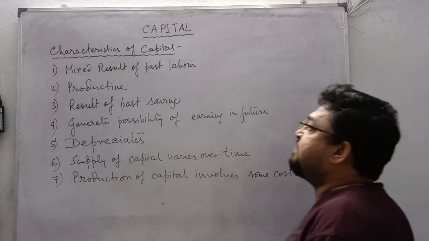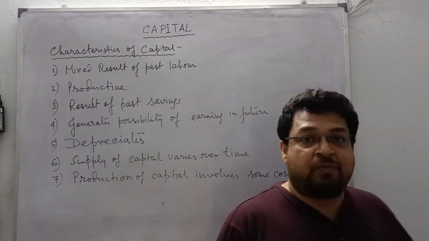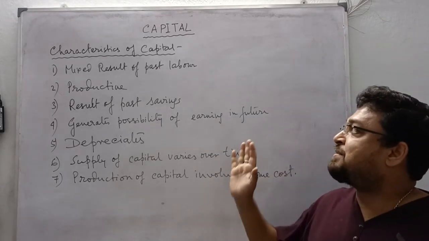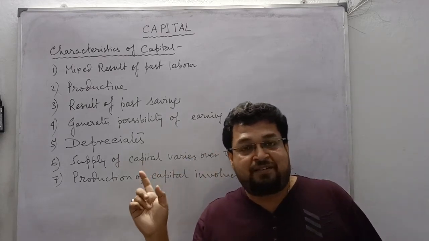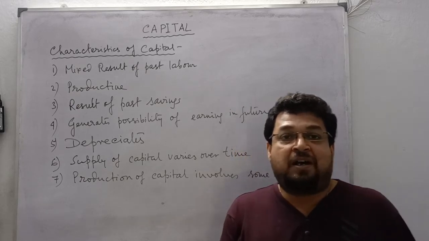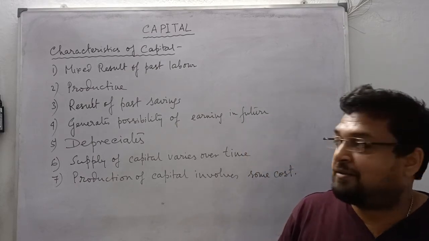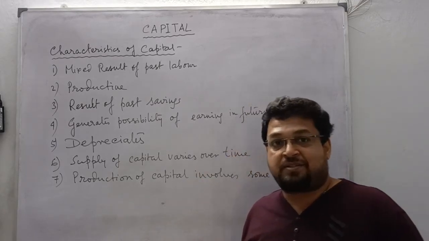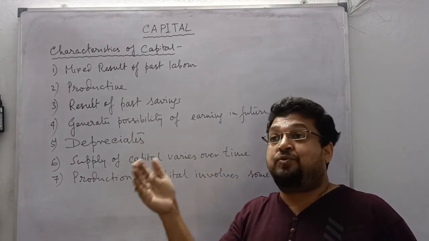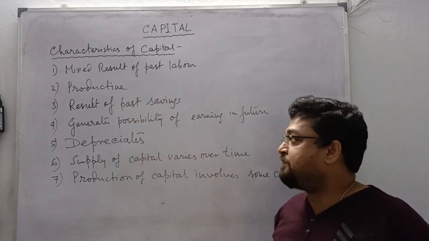Our next topic of discussion which you need to learn: characteristics of capital. What are the characteristics of capital? One by one, simple. Mixed result of past labor. When we studied the definition, we talked about produced means of production, where a particular good is first produced by man by the use of natural resources. So human effort is applied with the natural resources. So a particular capital is first formed, which is then used again as an input for further production. So it is a mixed result of past labor.